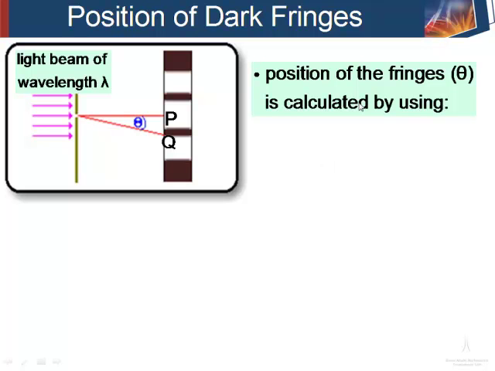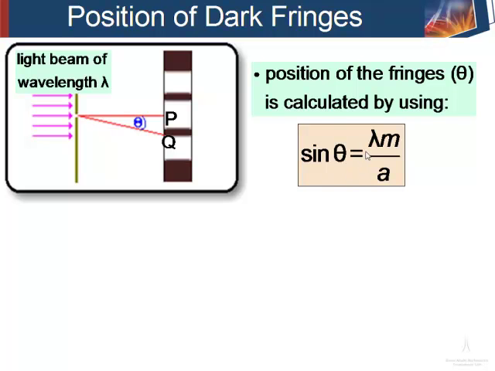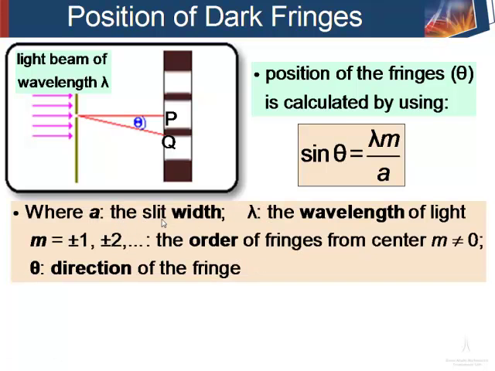And so the position of the dark fringes can be calculated using this formula: sine theta equals lambda m divided by a, where a is the width of the slit, and of course lambda stands for the wavelength of that particular light, and m is the order of the fringes from the center. From the center, in this case from point P, and m cannot be 0, so it can be either plus or minus. For example, we have m equals minus 1 above the central point and m equals plus 1 on this side. And we can continue like that, m plus 2 and m minus 2.